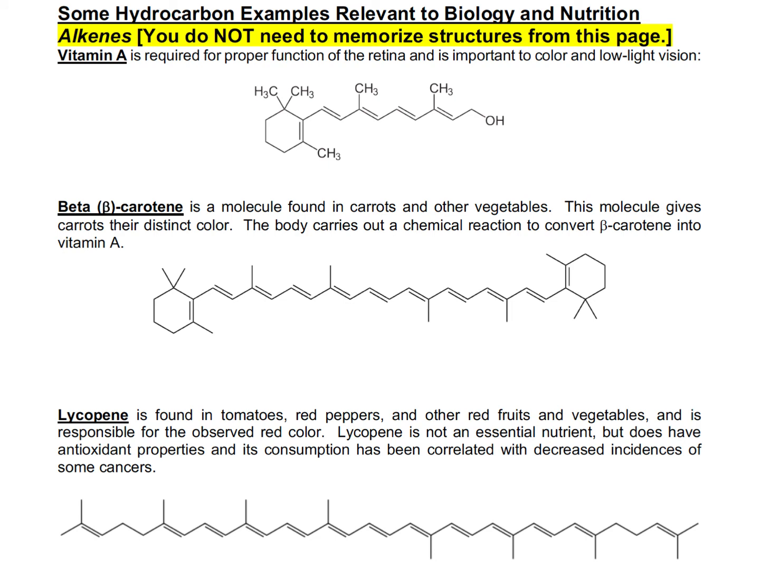Now that we've got some of the fundamentals down of specifying cis versus trans isomers, let's take a look at a few real-world examples of some alkenes that are relevant to biology and relevant to nutrition, where the isomer property of cis versus trans is critical to the biological function of these molecules.